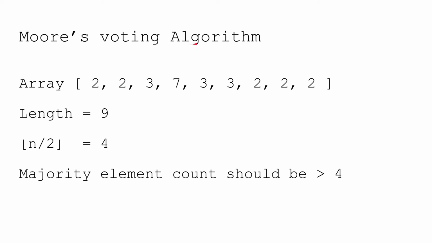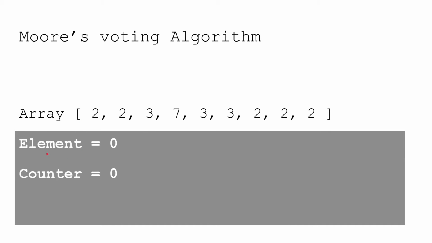So in order to run this algorithm on this array, the first thing we need to do is initialize two variables, element and counter, with 0, and then we will traverse this array following this algorithm to find our majority element, okay? While traversing through this array, we need to check a few things according to the algorithm.